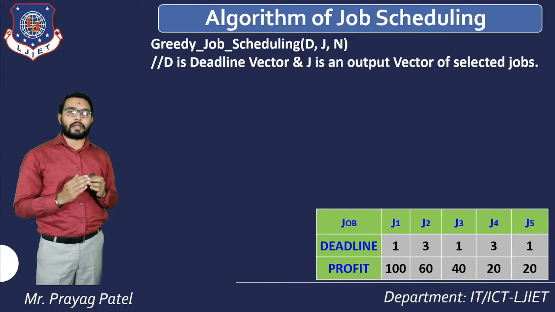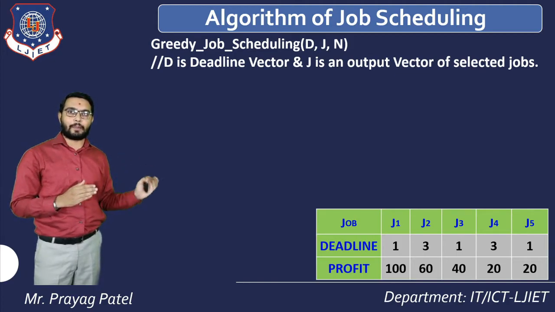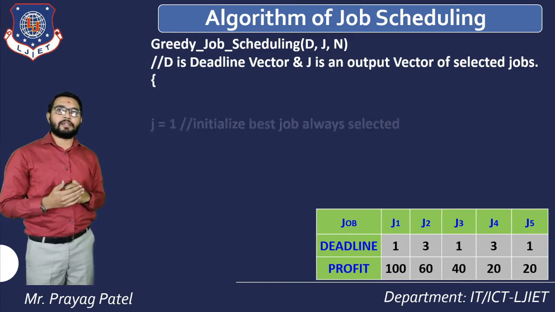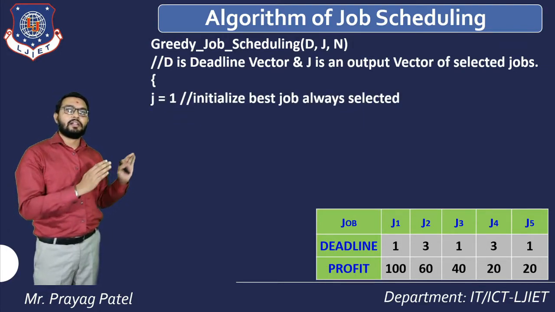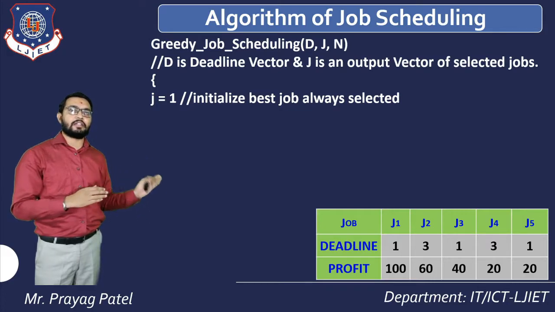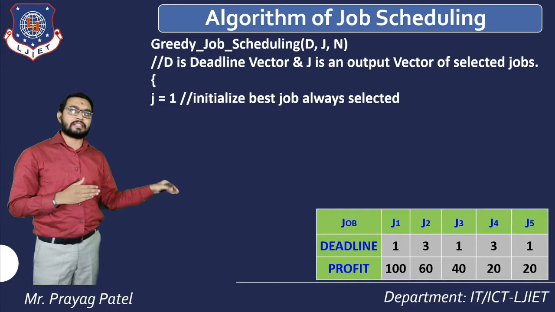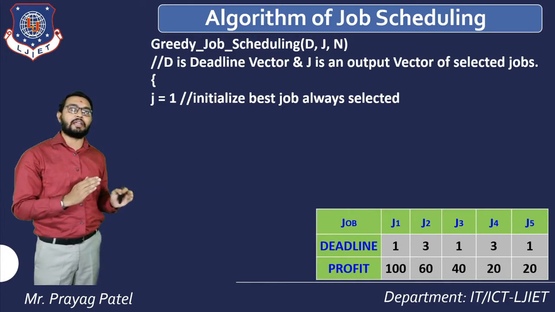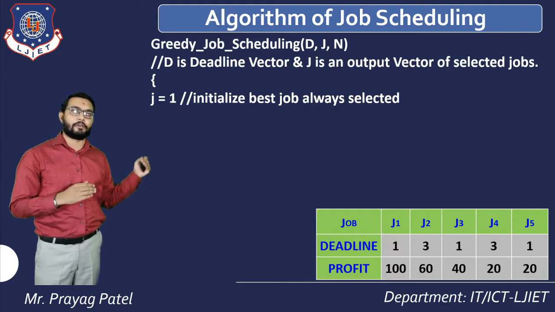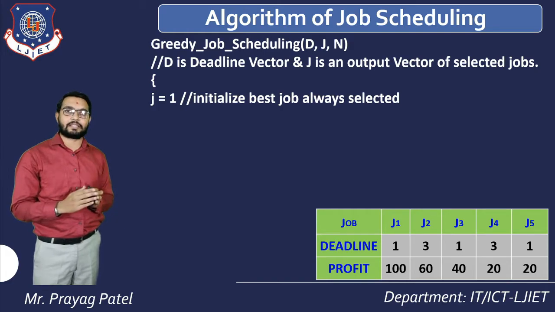J is an output vector of selected jobs, which means after selecting the n jobs we consider the output vector as a capital J. Now consider the first step, J equal to 1. Here remember that in this case we consider deadline and profit, but we first arrange the given jobs according to decreasing order of profit. Means first consider maximum profit, then next profit, then next profit, like this.